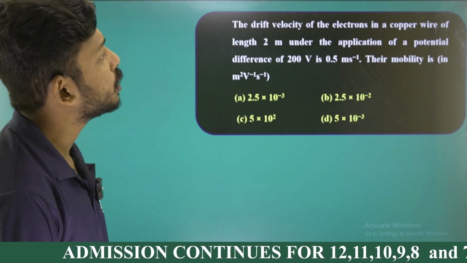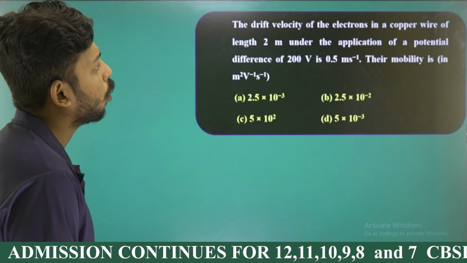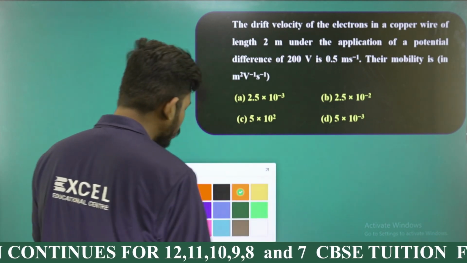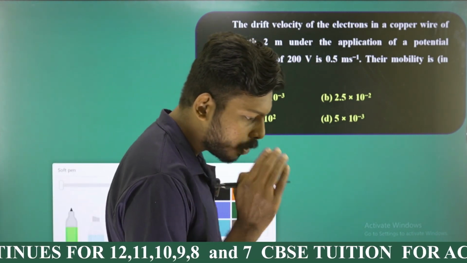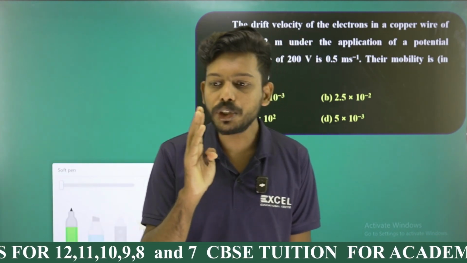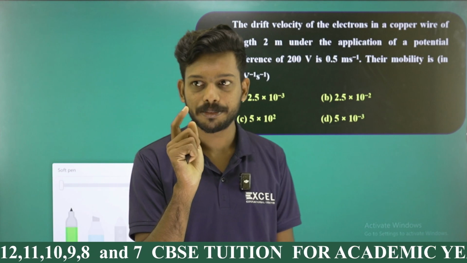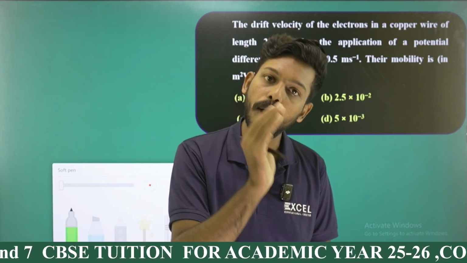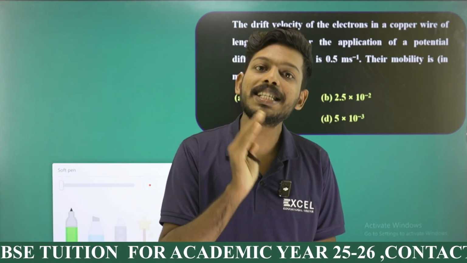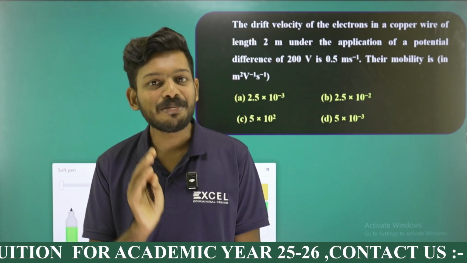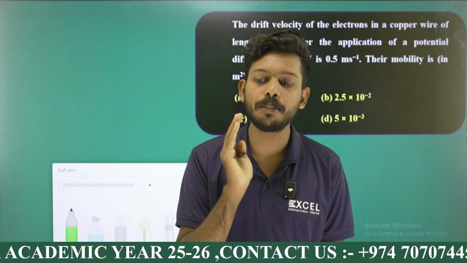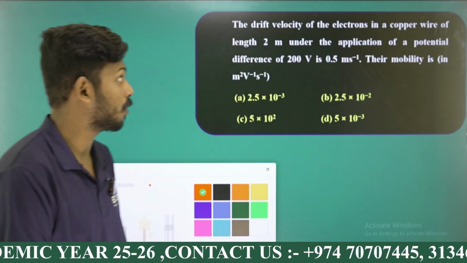To the next topic. The drift velocity of electrons in a copper wire of length 2 meter. Okay, you have to understand. You have to know how to read a question. That is the first part. Answering is not the important part. You have to understand how to read a question. And again, it's muscle memory. You can attain this memory only by doing a repeated amount of questions.